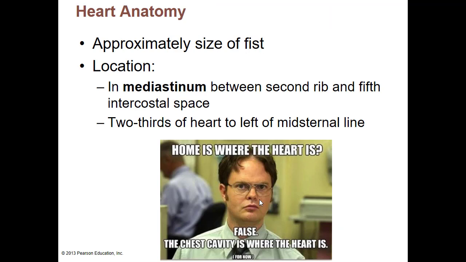Now, some other basics about the heart. Size-wise, it's about the size of a fist. The size of your fist is about the size of your heart. It sits in the mediastinum, the middle part of the thoracic cavity, between the second rib and the fifth intercostal space. It sits a little bit to the left of the sternum. This is why when you say the Pledge of Allegiance, you put your hand on the left side, because your heart sits towards the left side.